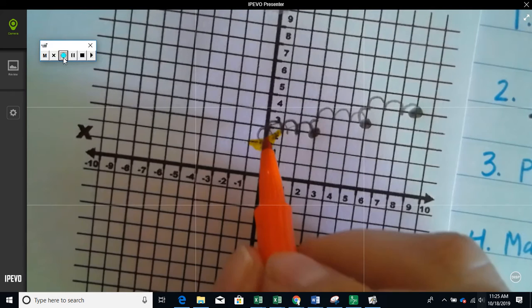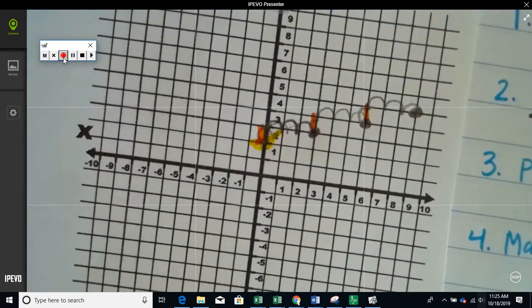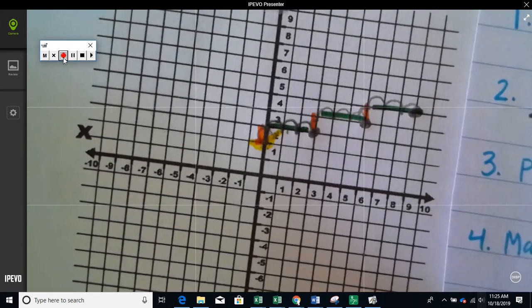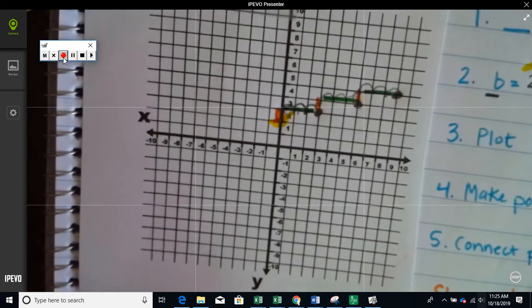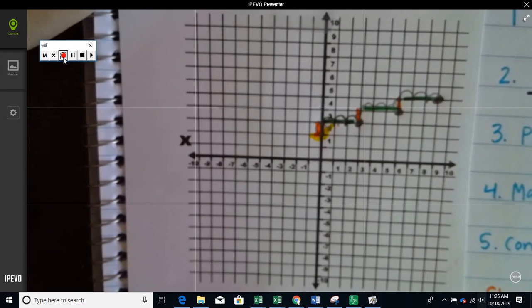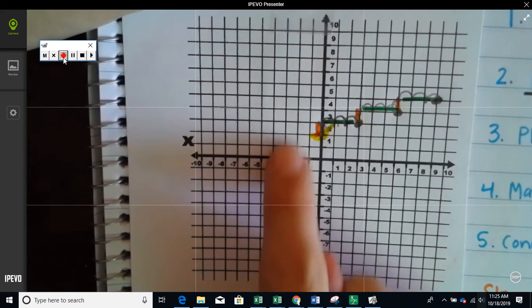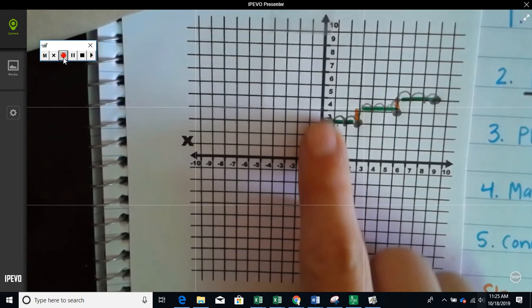So now I'm going to do it in color. You can see there's my orange where I went up 1, and then there's my green where I went to the right 3. After you do both movements, up and then to the right, that's where your point goes. So I have to finish the graph. I'm going to do it on this side. How do I do it on this side? I do the same stairs on this side.